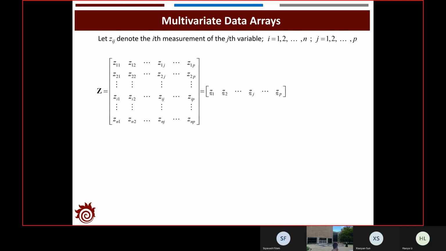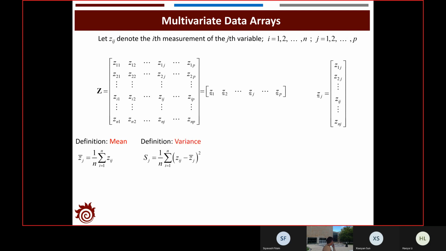And the zi tilde here will represent the observations for the ith observation, and the zj here will represent the observations of the jth variable. And with that, for each variable, we have n observations. Then you can find out the mean value, which will be the average of all the n observations. And also we have definitions of the variance. And with the definition of the variance, we can find out the definition of the standard deviation. Those are all the common definitions we're going to have.